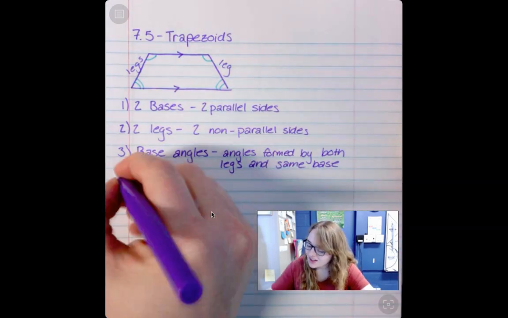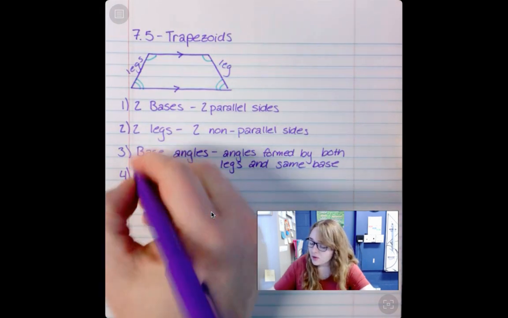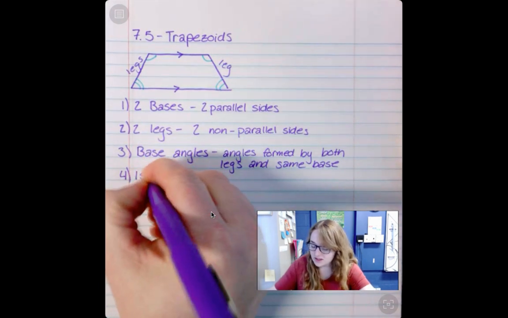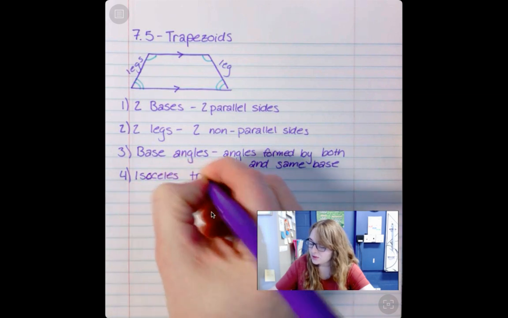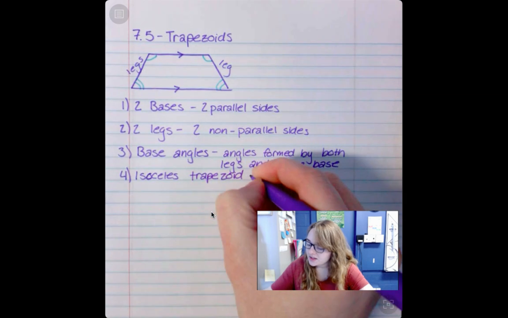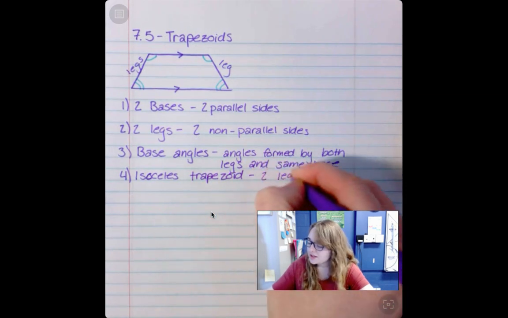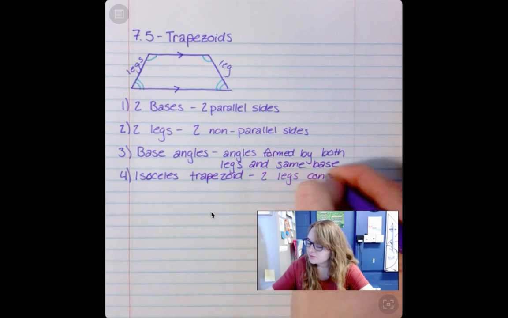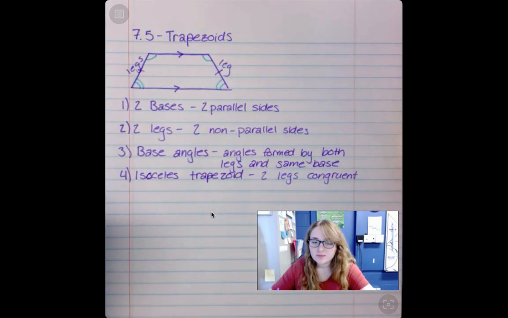Again, our fourth thing about trapezoids, and just like triangles, we can have an isosceles trapezoid. Okay, an isosceles trapezoid just makes the two legs congruent. Okay, so I'm going to add little tick marks on our legs here.